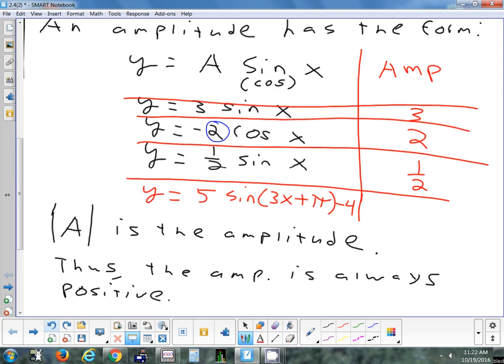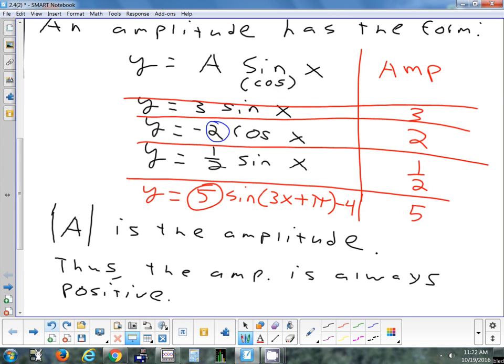All these other numbers, they do other things. Some things we've studied, some we haven't. The plus pi is a phase shift. That has nothing to do with amplitude. The minus 4 we're going to study next today. That's a vertical shift, down 4. That doesn't affect the amplitude. And the 3, that's not something we're going to study till Thursday. That's the period change. The point is, you can put any other numbers you want in here. That's the only number that affects the amplitude.